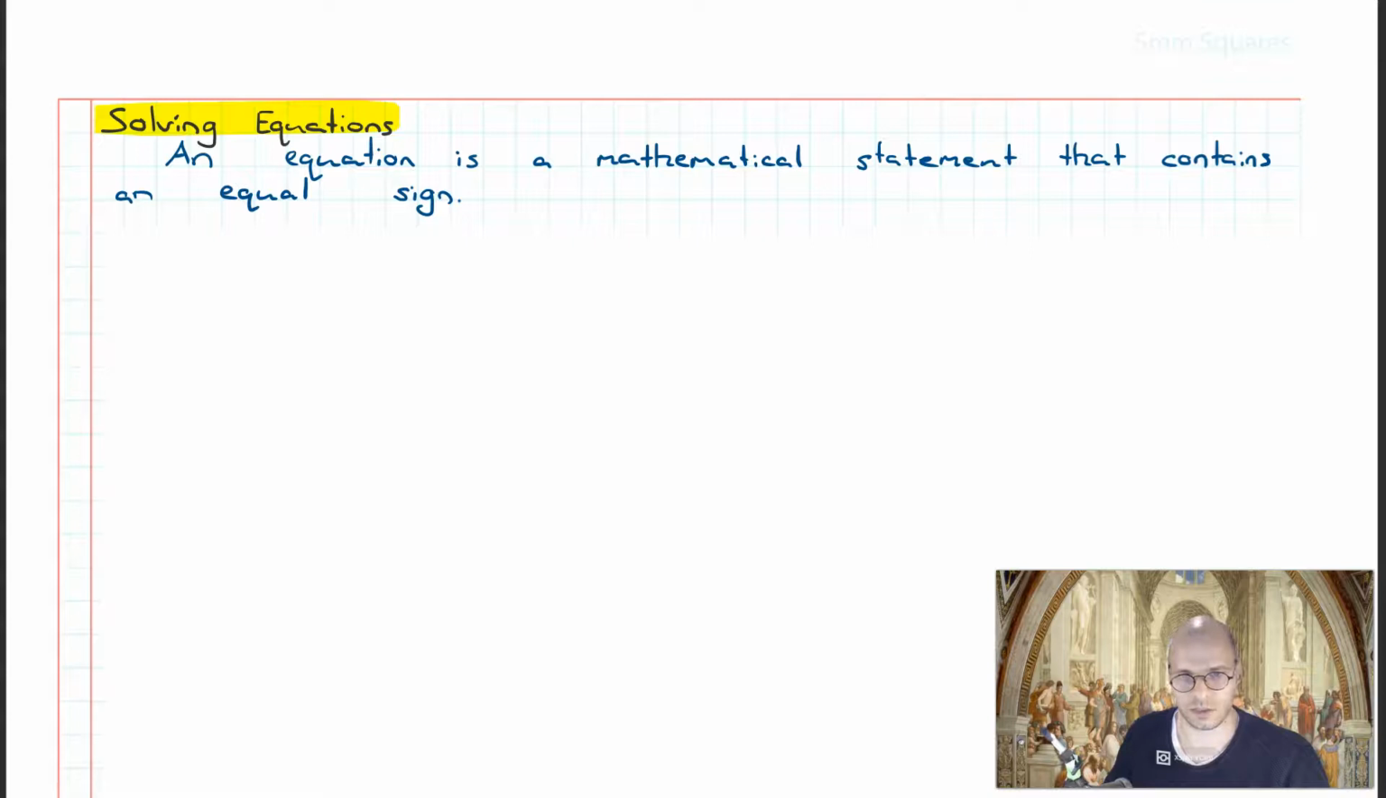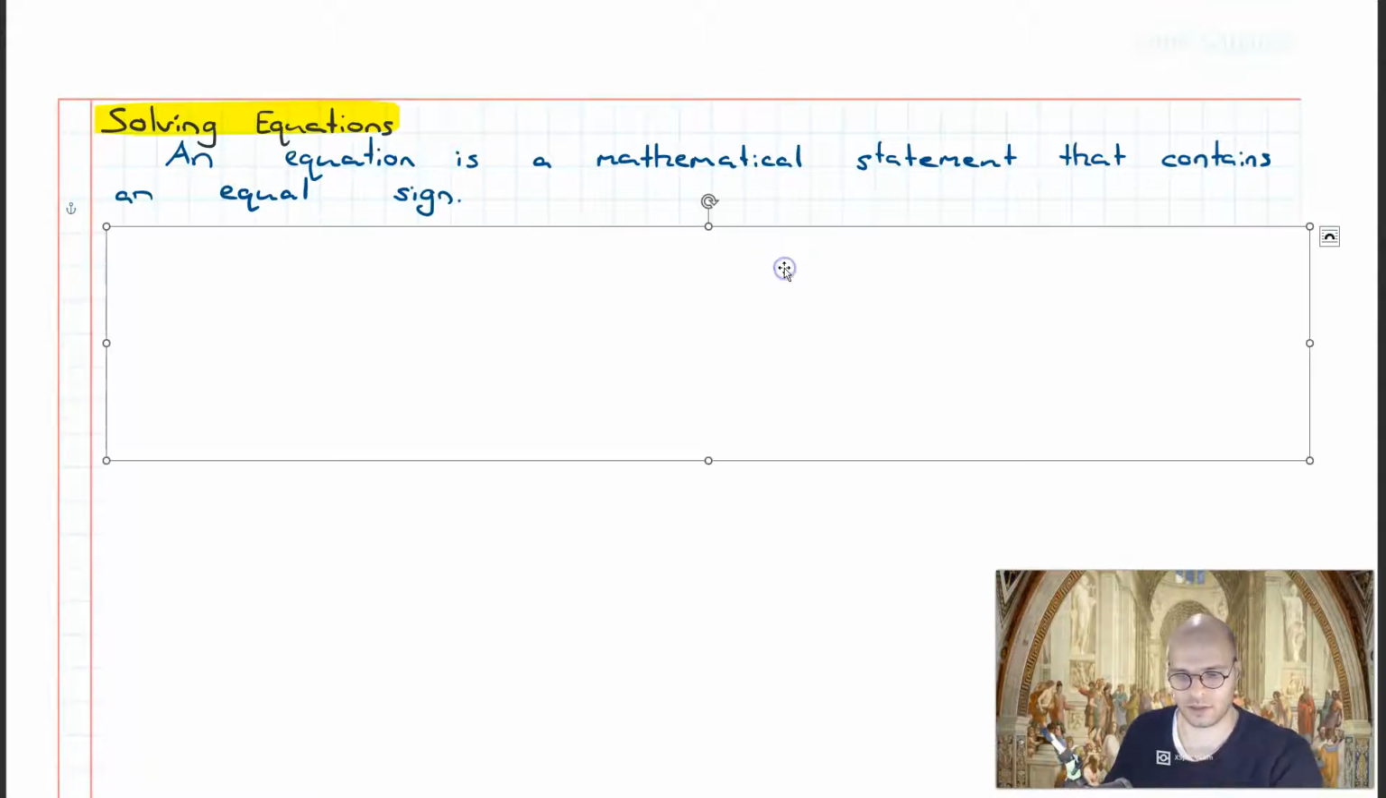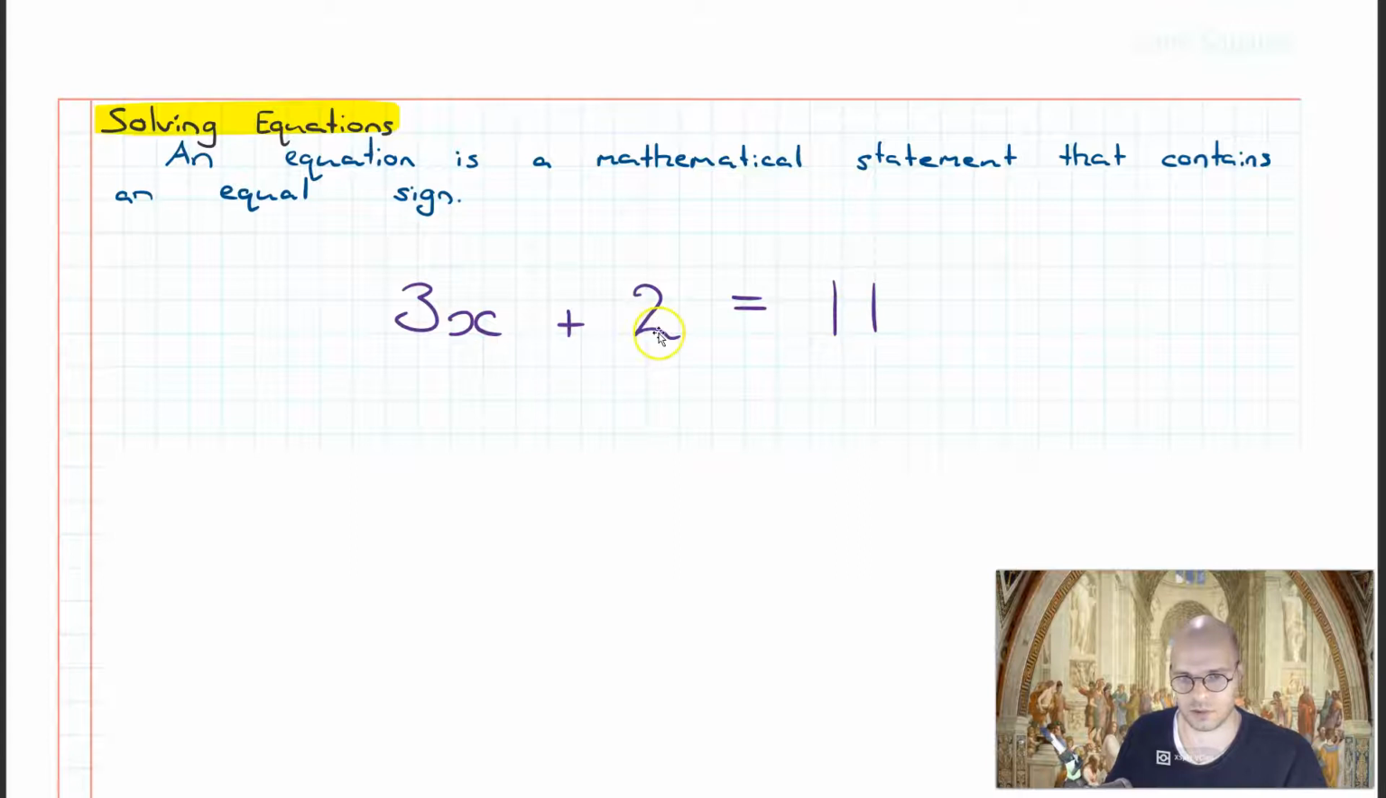Welcome to this video on the topic of algebra. In this video, we're going to have a look at how we can solve algebraic equations. Now, an equation is a mathematical statement that contains an equal sign. Consider 3x plus 2 equals 11. This is an equation because we have the equal sign over here.